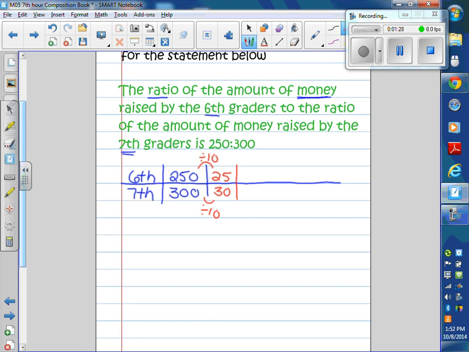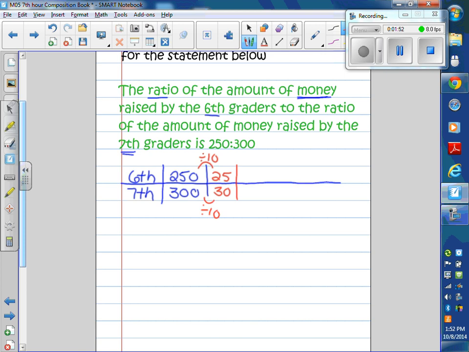Question? Yes. What's the question? So, at the end when it says 25 to 30, are the 6th graders trying to raise 250 and the 7th graders are trying to raise 300? This goes back to the original problem where the 6th graders were trying to raise $250 and the 7th graders were trying to raise $300.